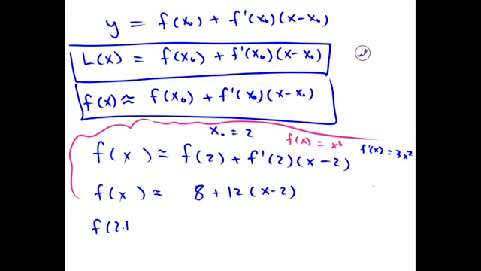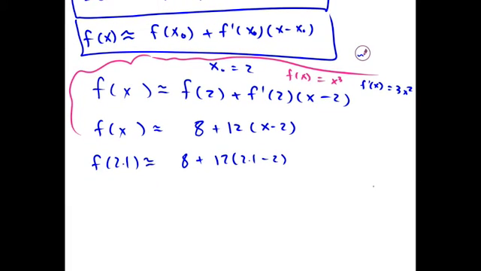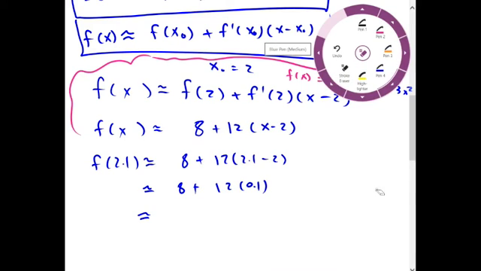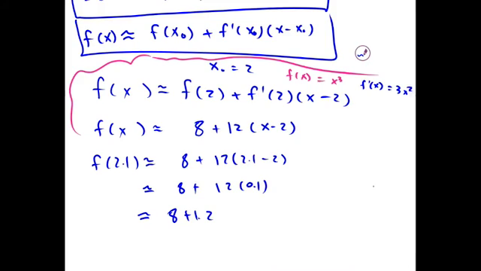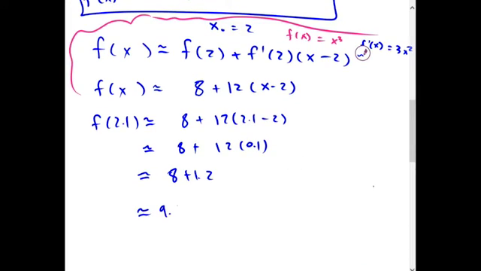Now if we want to find f of 2.1, we plug 2.1 into this. This gives us 12 times 0.1, which is 1.2. So it's 8 plus 1.2, which is 9.2. So 2.1 cubed is approximately 9.2.